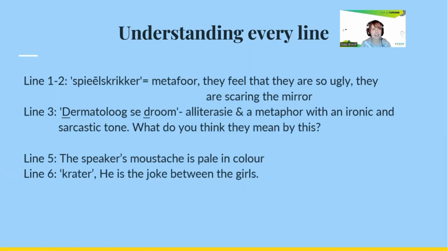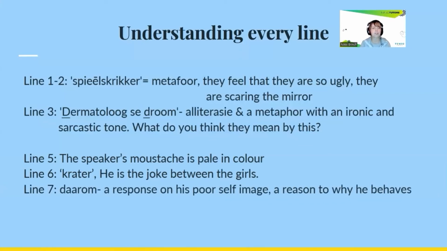So line 6 says hy is 'n krater tussen meisies. In Afrikaans, if you are a krater, it means you being a fool, you're making a joke of yourself. So if you say, ek maak my naam krater, I am making my name a crater, it means I am making a fool of myself. So the girls are thinking that he is a fool. So not only does he have bad acne and he has a barely developed moustache, the girls also think he's like foolish, a joke. So then line 7 says daarom. Now daarom is therefore.